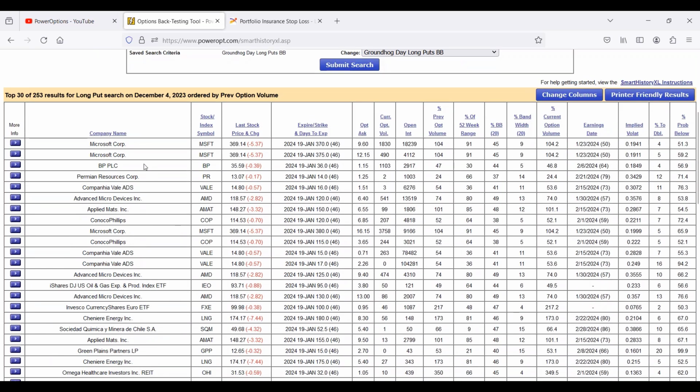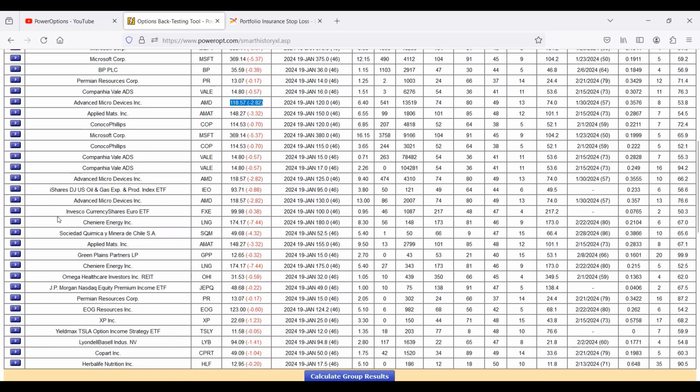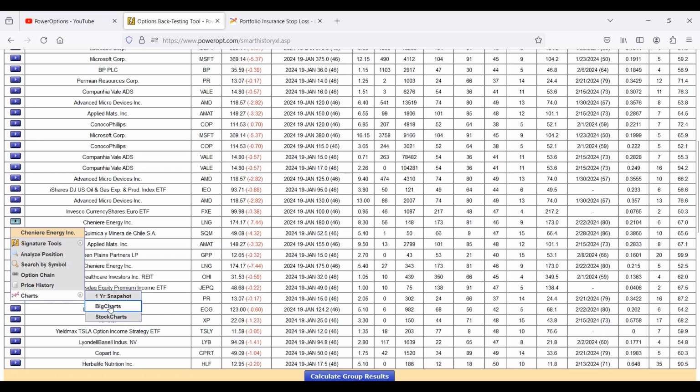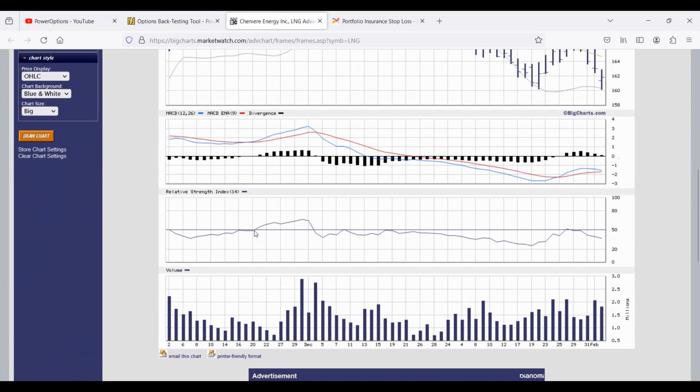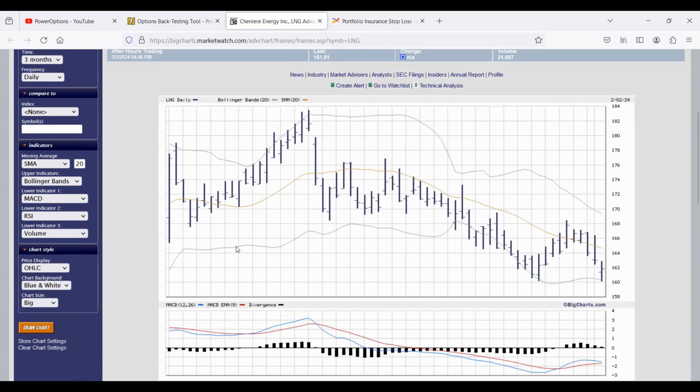Okay, but we've got Microsoft in here, ConocoPhillips, AMD. Oh, that's probably not going to be a good one. But let's see what the stocks look like at that time. Let me just take Cheniere and let's go to Big Charts. Okay, now, Big Charts doesn't know I'm in the history, so I've got to extend this back. So in December 4th, now we're right in this time frame. Here's where we were in December 4th, December 2nd, December 3rd, December 4th.